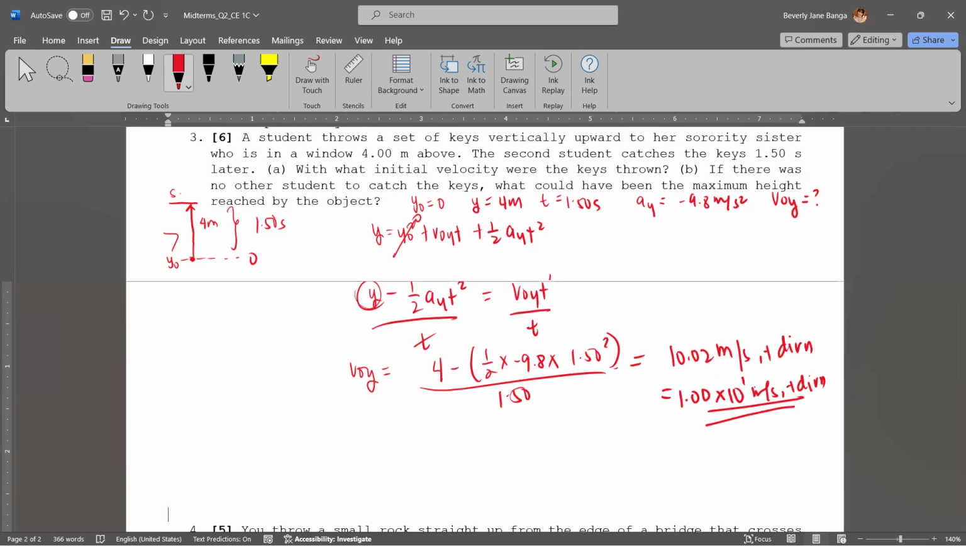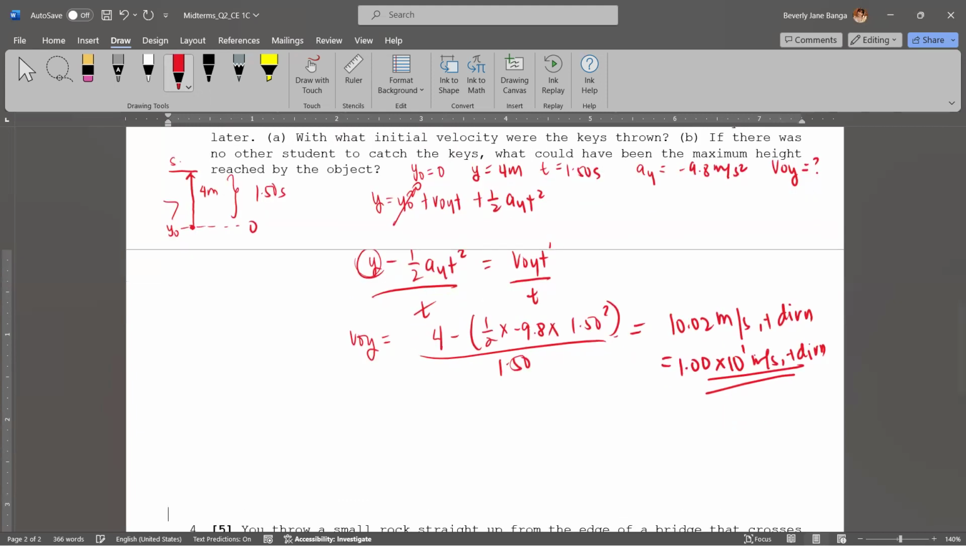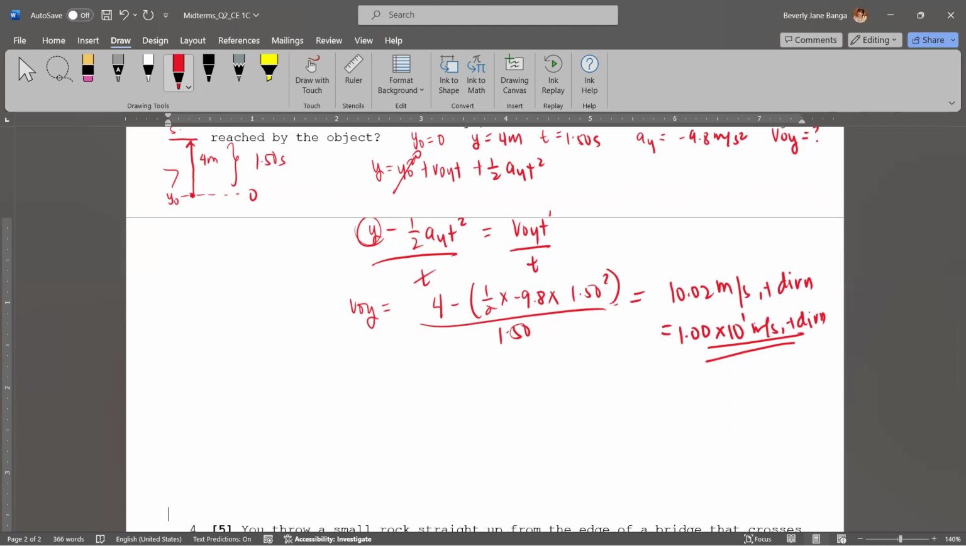Then for the next question, if there was no other student to catch the keys, what could have been the maximum height reached by the object? So this is the assumption at maximum height. At maximum height, Vy is 0. So what would be its y if no one had caught it?